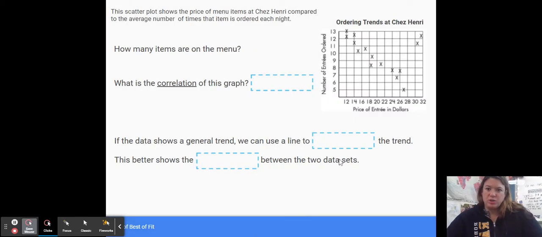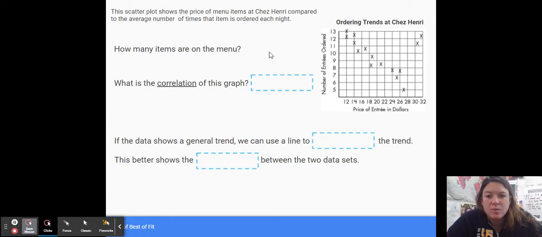So this scatter plot shows the price of menu items at Chez Henry compared to the average number of times that item is ordered each night. So take a look at the scatter plot. This is the price. So something is $12. This is how many they've ordered. So as the price increases, notice what happens with how many people order that item, right? So this thing that's $27, 5 is the number of orders for that $27 entree.